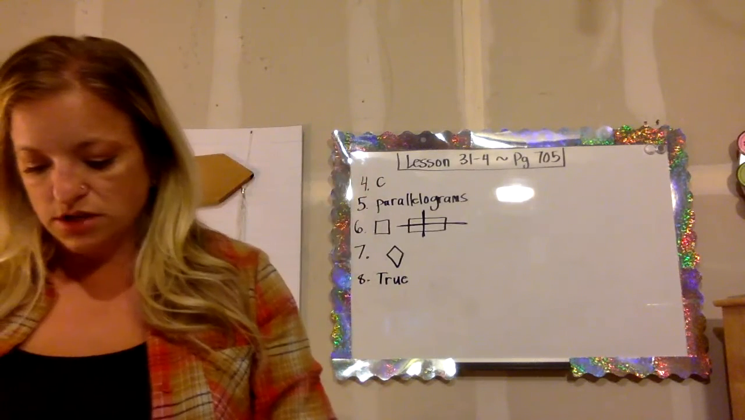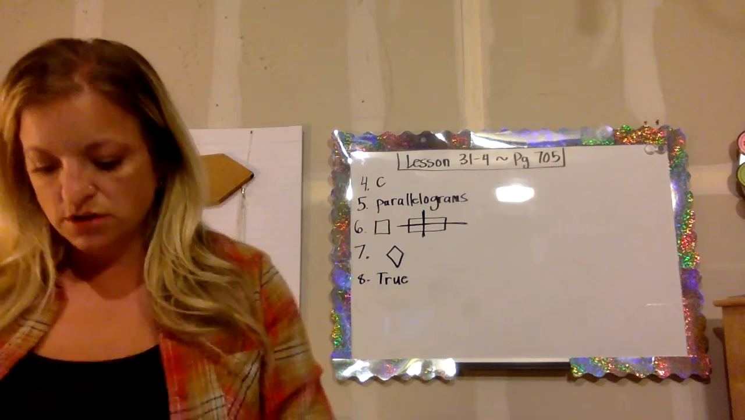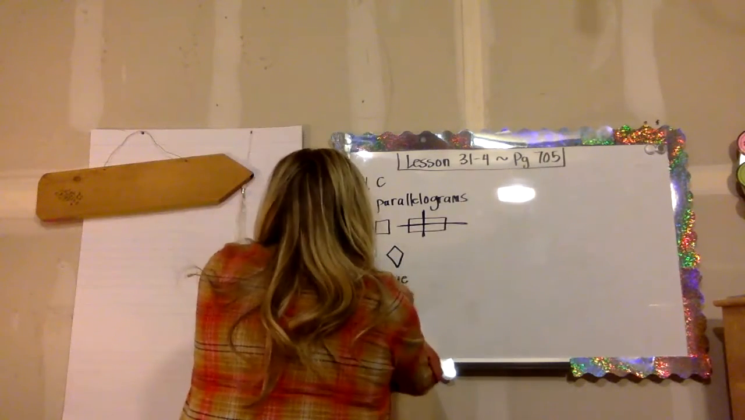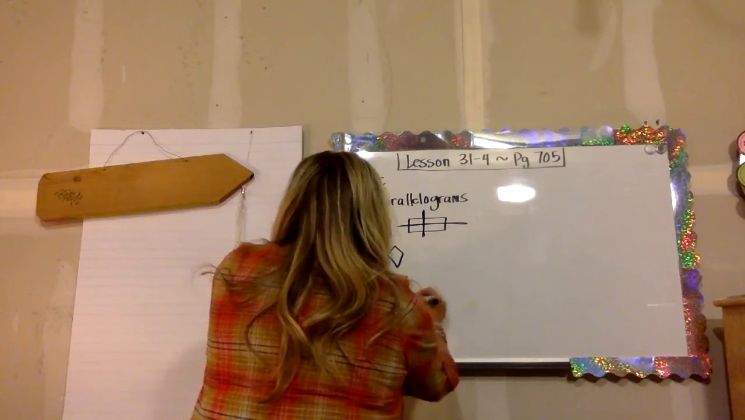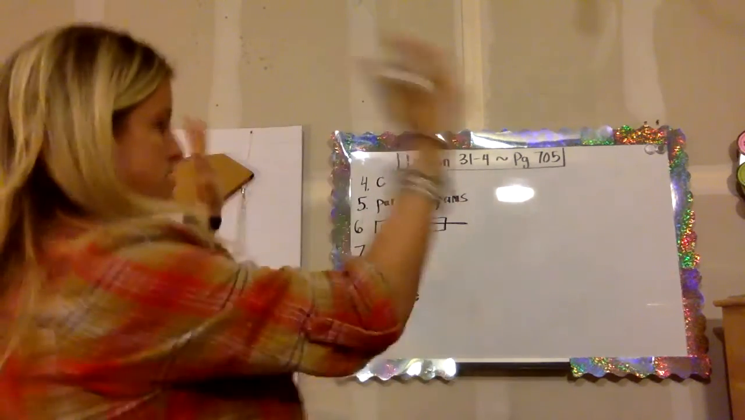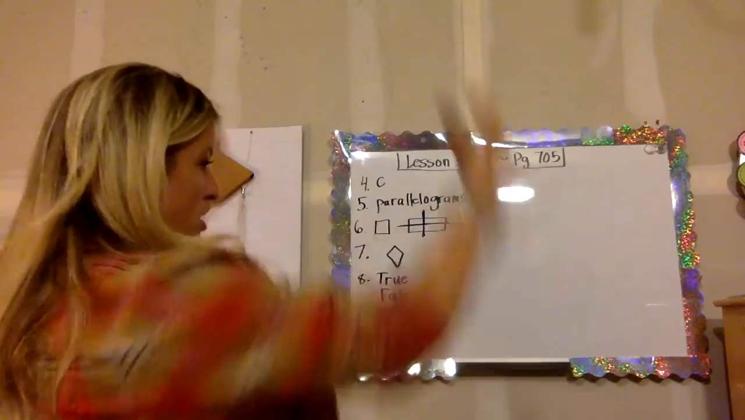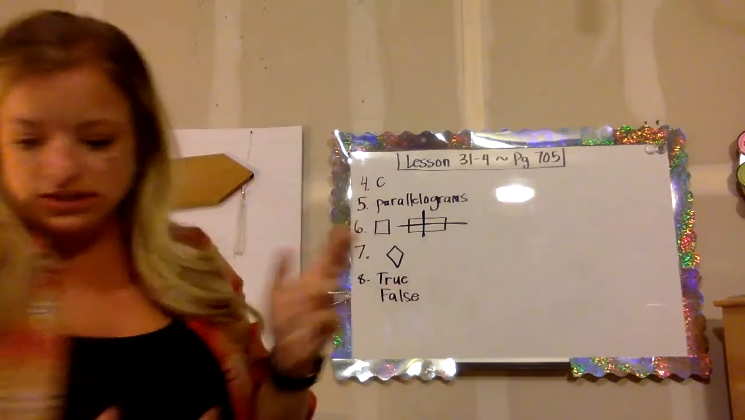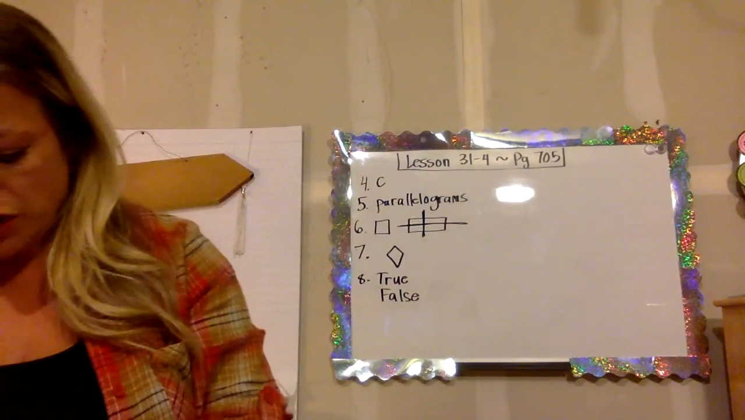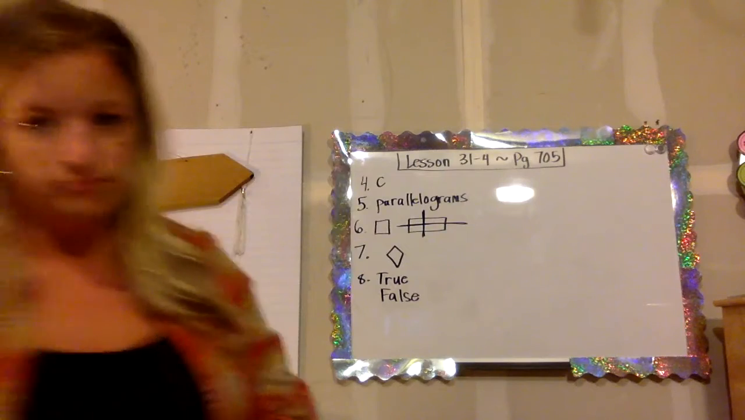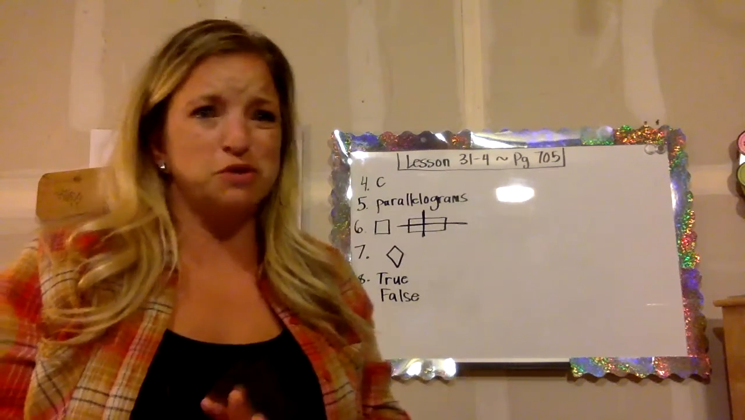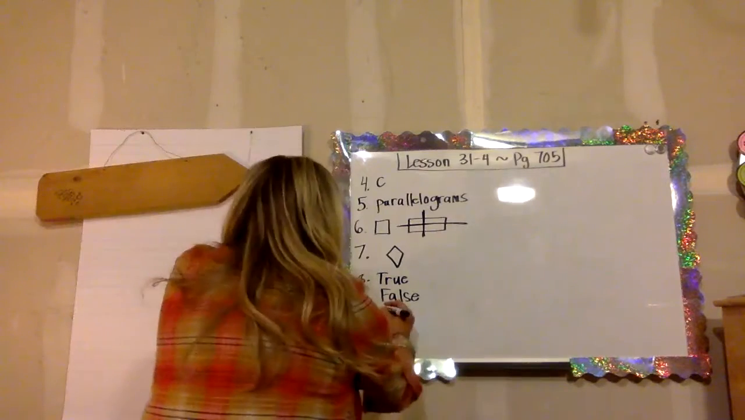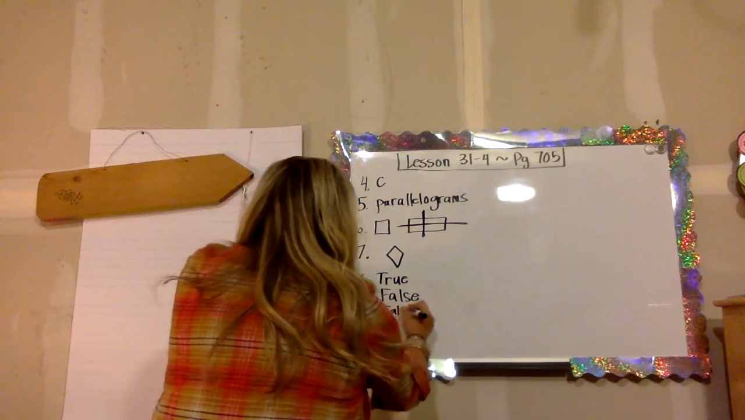All rectangles are squares. That's false. That's not true. If a rectangle has the sides here that are longer and these are shorter, then that's not a square. So that's false. All parallelograms are rectangles. That's also false. A parallelogram could be a square. A parallelogram could be a rhombus. So that third one is also false.